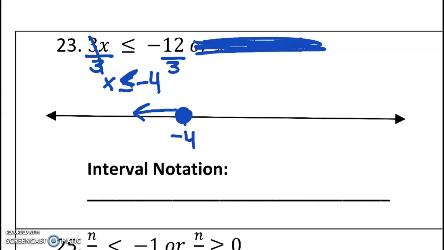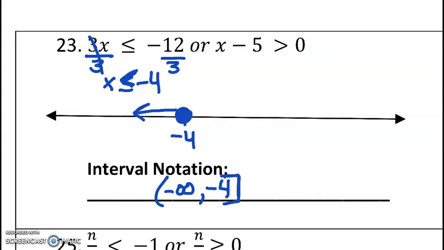Did that point towards a positive infinity or towards a negative infinity? It pointed towards a negative infinity. That negative infinity went to the left of negative 4. Does that infinity get a parenthesis or a bracket? Always a parenthesis. Does that negative 4 get a parenthesis or a bracket? How do you know? Because of that straight line equal sign, it gets a straight line bracket. There's a solid dot, gets nice, solid brackets.